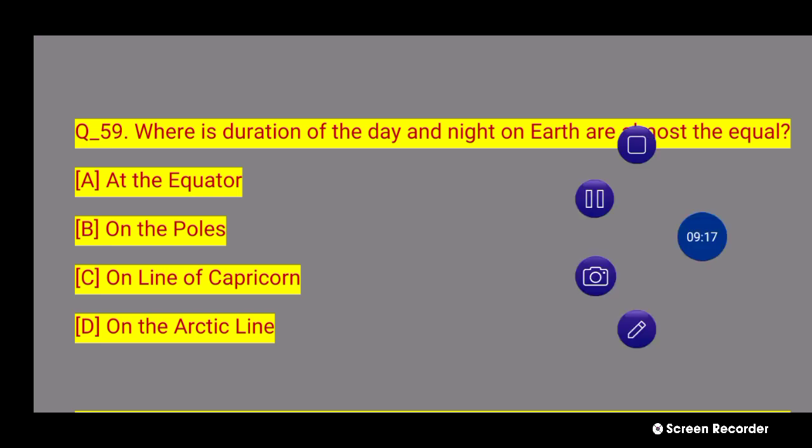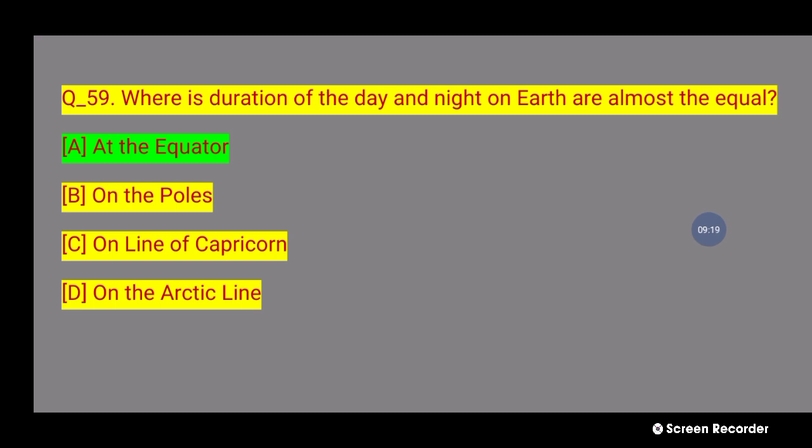Number A, at the equator the duration of the day and the night on the earth are almost equal.